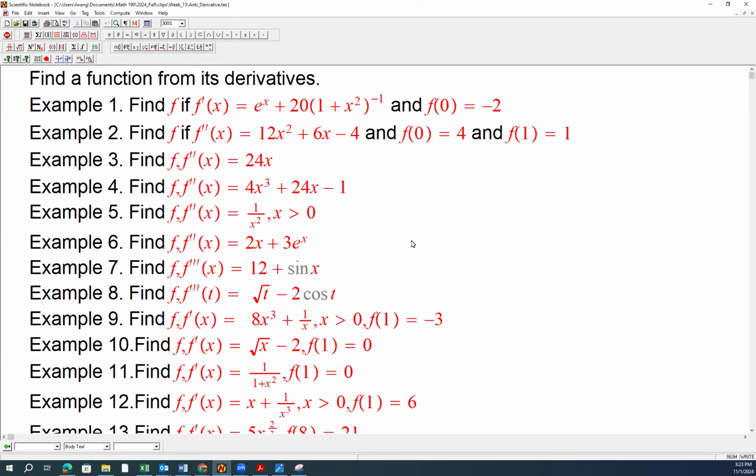Hello, everyone. In this lesson, I wish to go over some questions that find a function from its derivatives. Examples such as, we are given the first order derivative or second order derivative, and then we're going to find f. So it's basically layers of antiderivative that we're going to find. For example, here, number 7, we have a third order derivative given, and then we want to find the function itself, okay?